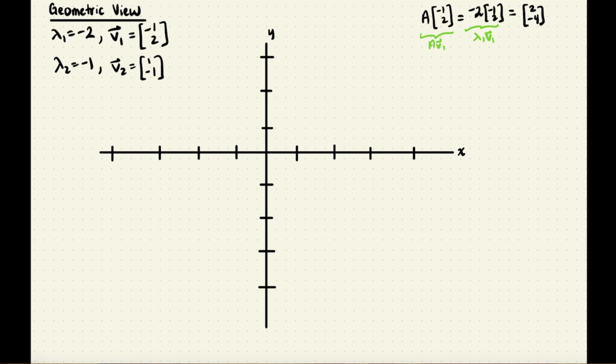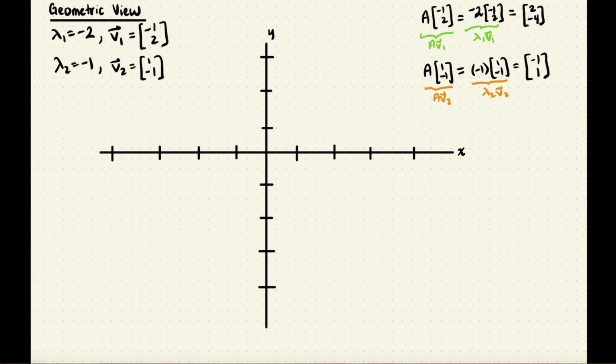I can do the same thing for the other eigenvalue-eigenvector pair. So A times v2 here, 1, negative 1. So this is A times v2. That's going to be equal to negative 1 times 1, negative 1, or lambda 2 times v2. So when I distribute that, I just get negative 1, 1 here.